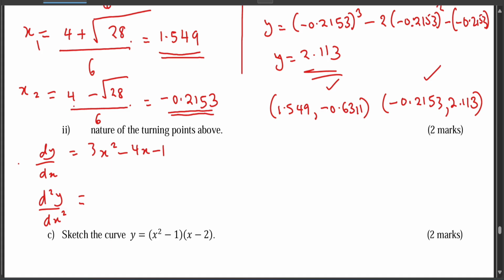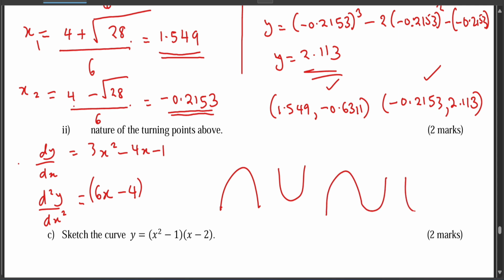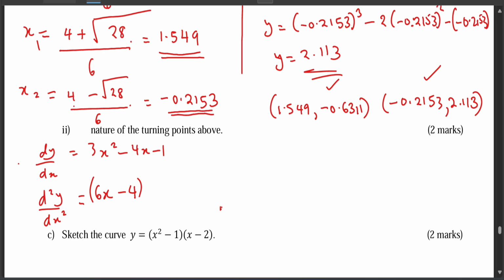If you differentiate 3x squared, it gives you 6x. For the negative 4x, it gives you negative 4. Negative 1, you just eliminate it. Now this function will help you find the nature of the turning points. The nature means how your curve looks. Is the turning point at the top or is it at the bottom? Since we have two turning points, we don't know if it goes like this or like this, or both go upwards or both go downwards. So we don't know that for sure. So this d squared y over dx squared will help us know that.